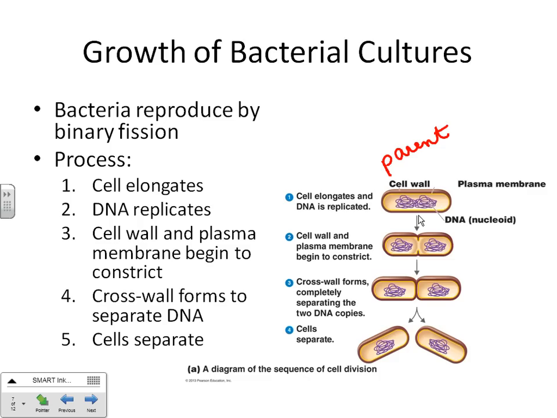The 2 cells that come from the parent are the daughter cells. I don't know why they're all called daughter instead of son, but they're just all called daughter cells. They're the offspring. Both of the daughter cells are identical to the parent cell. Okay? The parent cell represents generation 0.